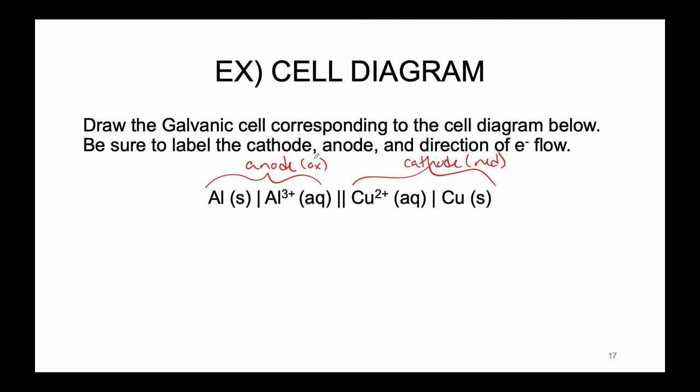How you can remember that anode is on the left of your cell diagram and cathode's on the right is because the two are simply listed in alphabetical order. A in anode comes before C in cathode, and so your anode is always going to be listed on the left-hand side, and this is always going to be the side that represents the oxidation step.